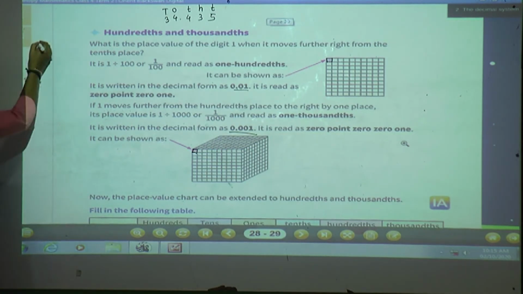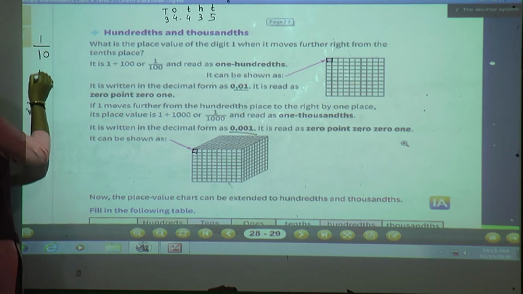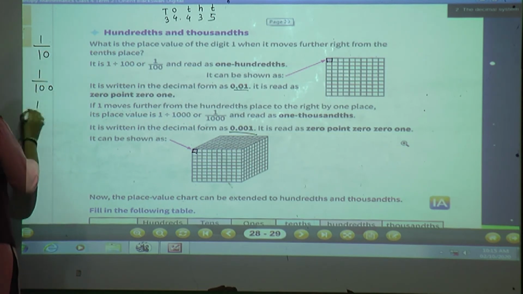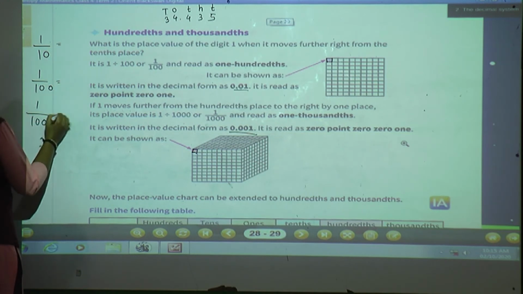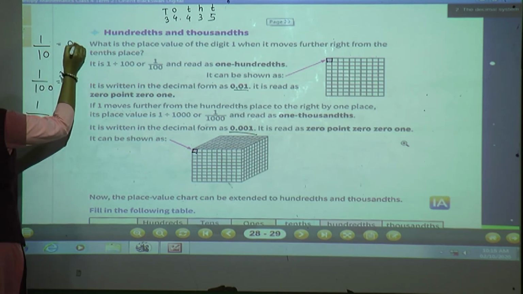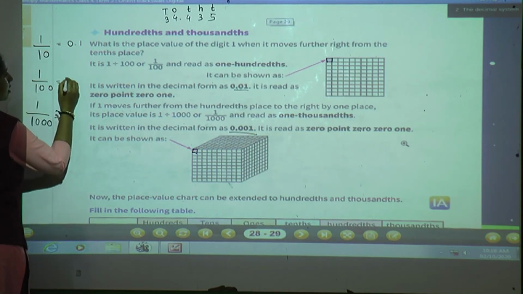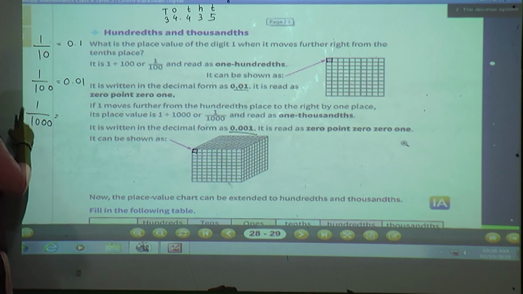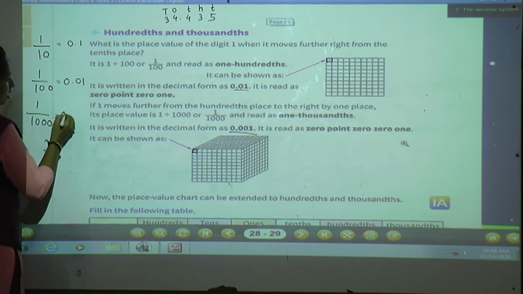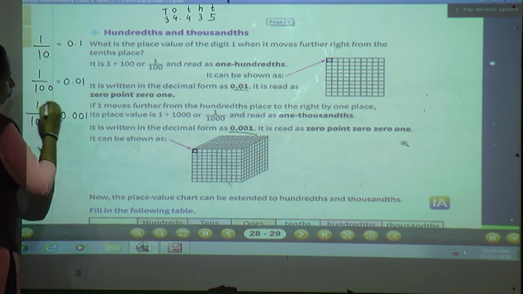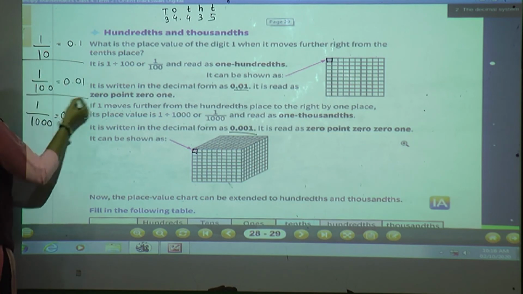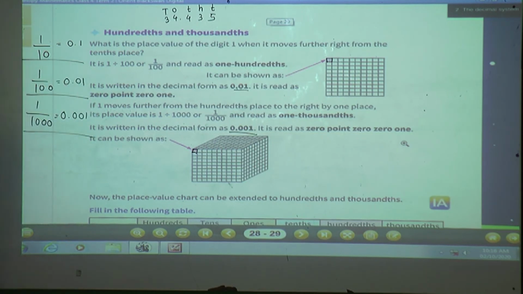We have seen about 1 upon 10, 1 upon 100 and 1 upon 1000. These are fractions. So how do we write them as decimal numbers? 1 upon 10 is 0.1, 1 upon 100 is 0.01 and 1 upon 1000 is 0.001. Very, very important. You have to keep it in your mind. Okay?